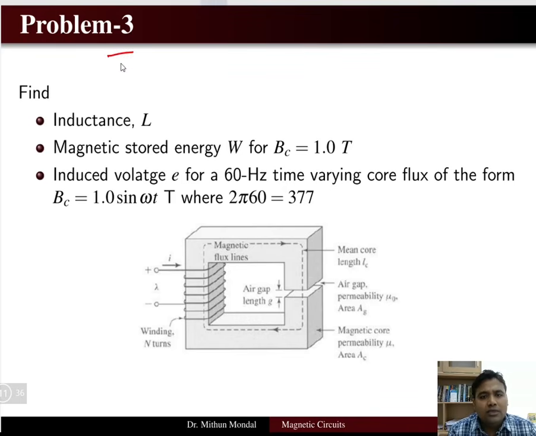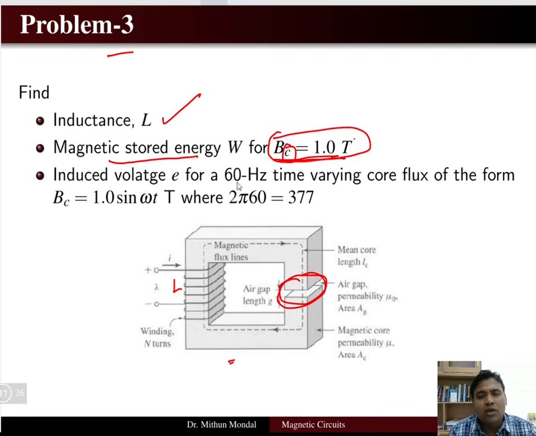In problem number 3, you have a core which has an air gap here, and you need to find the inductance of the coil here. What is the inductance, L? And what is the magnetic stored energy for a flux density of 1 Tesla? So your flux density of the core is given as 1 Tesla. C indicates the core. And also the induced voltage for a 60 hertz time varying core flux.